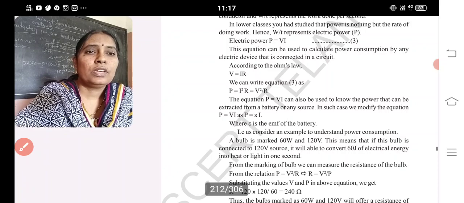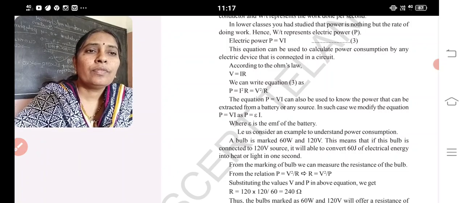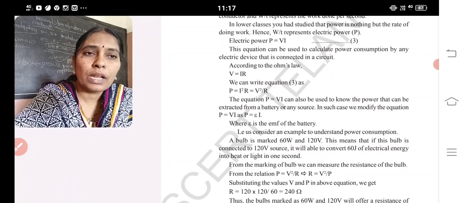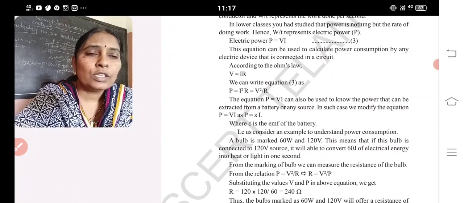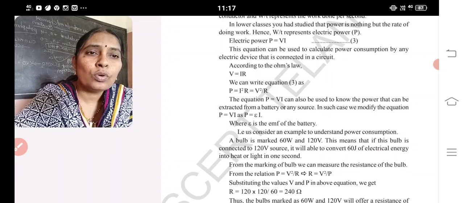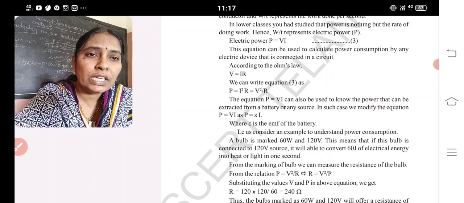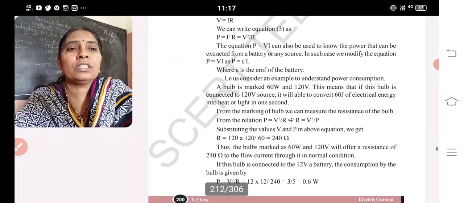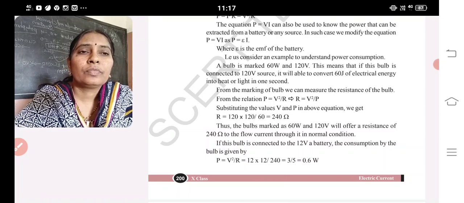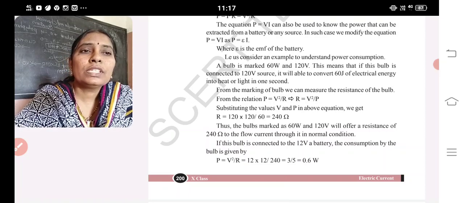This is your power definition. Let us consider an example to understand power consumption. A bulb is marked 60 watts, 120 volts. This means if the bulb is connected to a 120 volt source, it converts 60 joules of electrical energy per second into heat energy. So by using the definition P is equal to V square by R, R is equal to V square by P. Using that relation, they found the value.